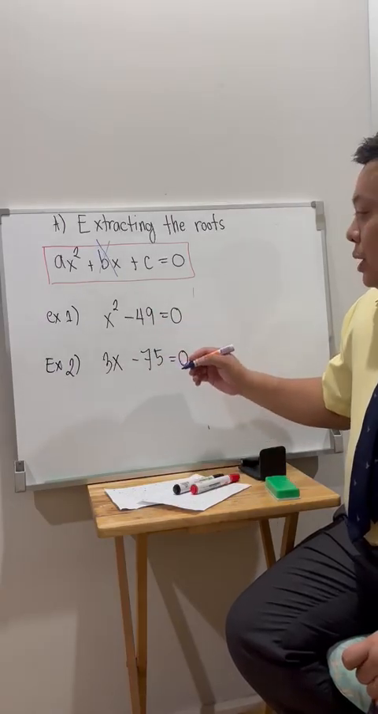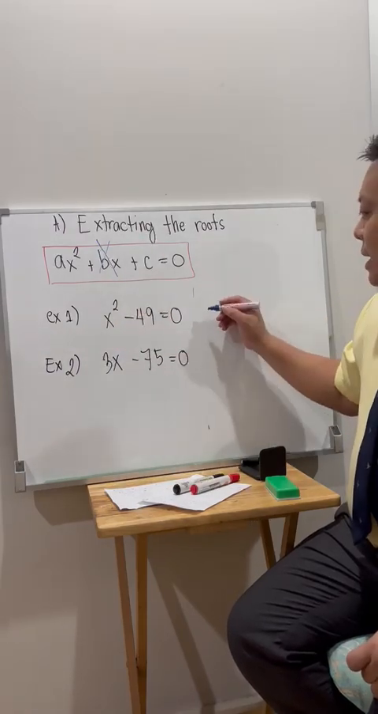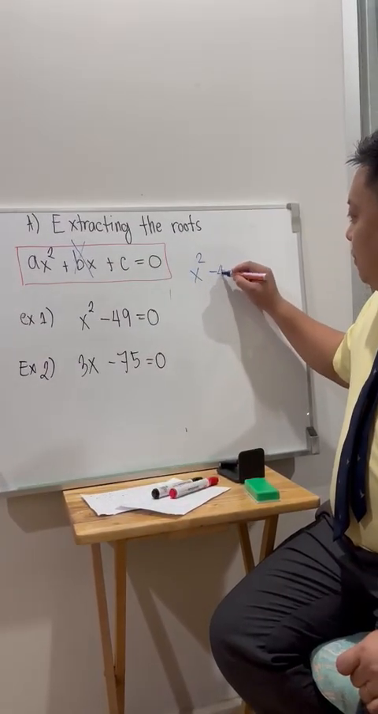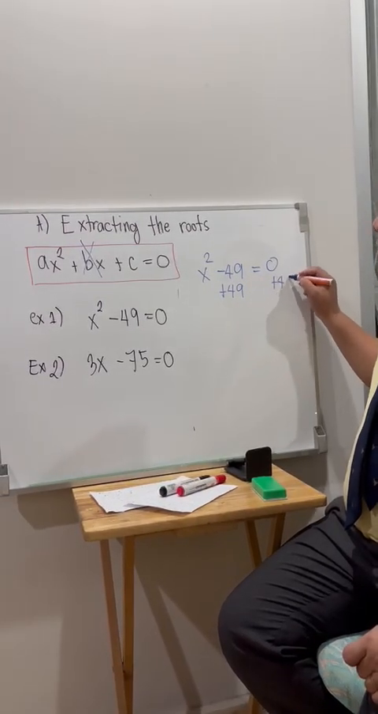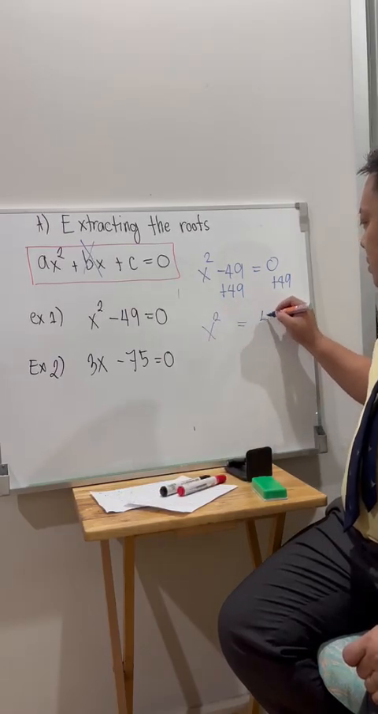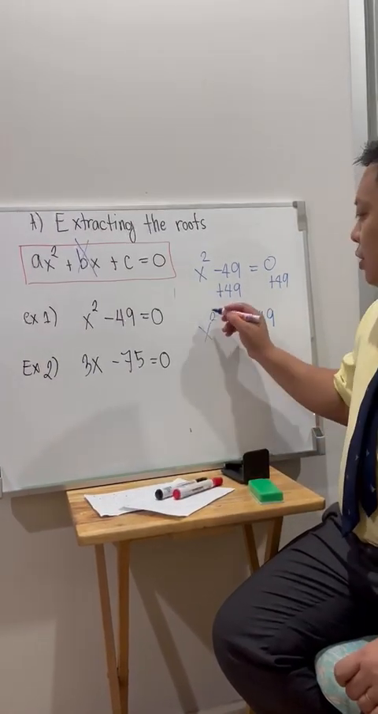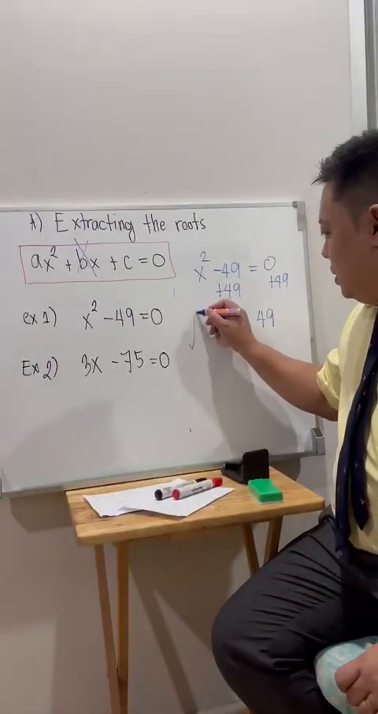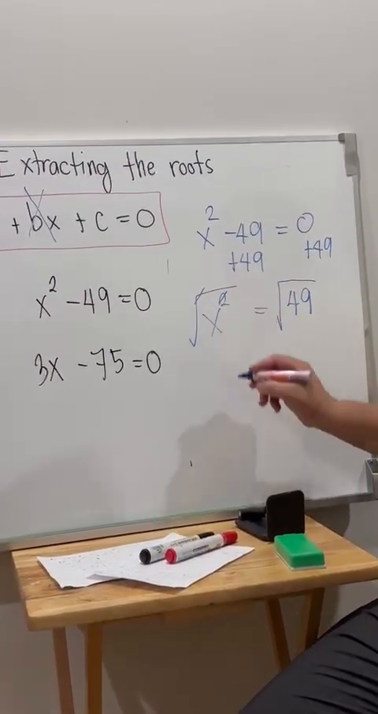To extract the root, we will be having our x isolated on this side. So how to do that: x squared minus 49 is equal to 0. Just adding 49 on both sides. So we have x squared is equal to 49. Now, this is what we should do to extract the root. Since we have a square here, we can have a square root on both sides so that we can cancel this root and the square.